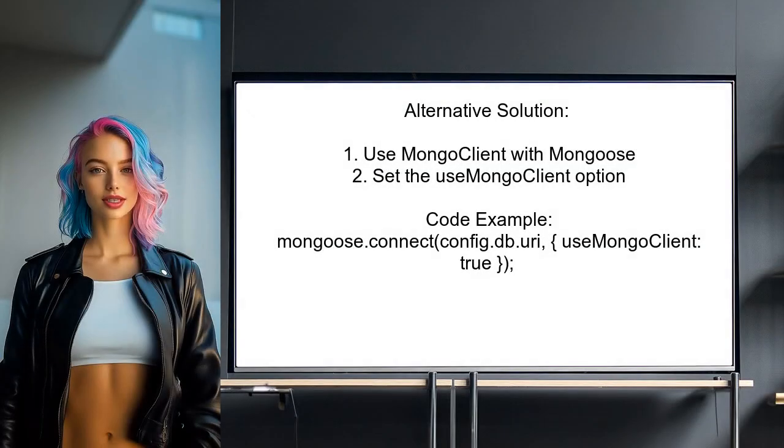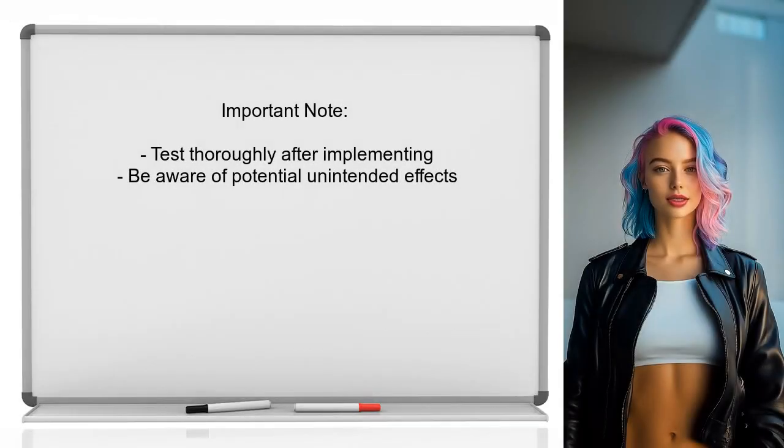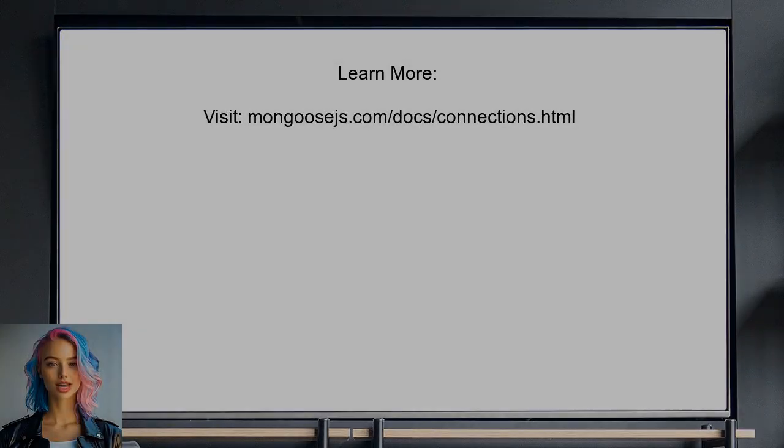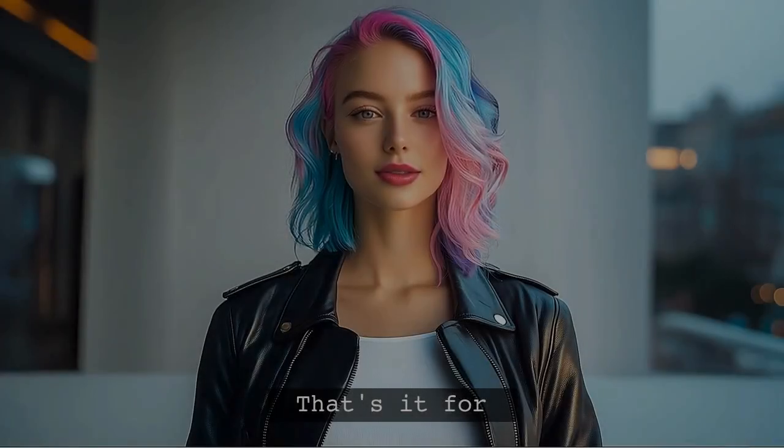One alternative solution comes from another user. They suggest that the warning is due to the deprecation of the API used by Mongoose's default connection logic. To resolve this, you can use the Mongo client by setting the useMongoClient option in your connect method. However, it's important to note that using the native MongoDB client may have some unintended effects. Therefore, thorough testing is recommended. For more details, you can check the Mongoose documentation on connections. That's it for that response.